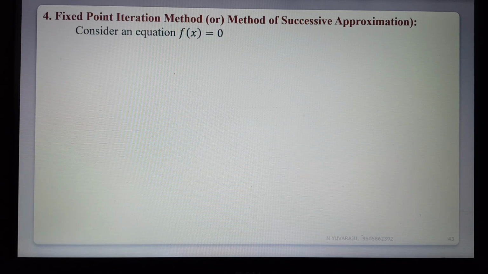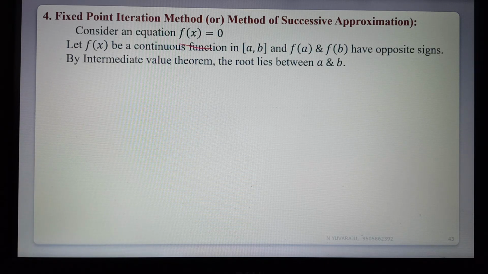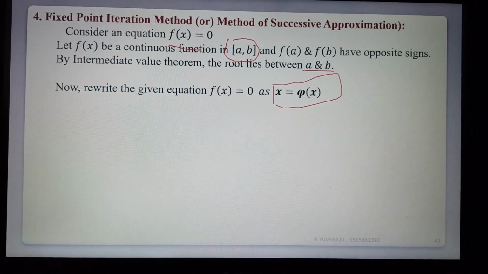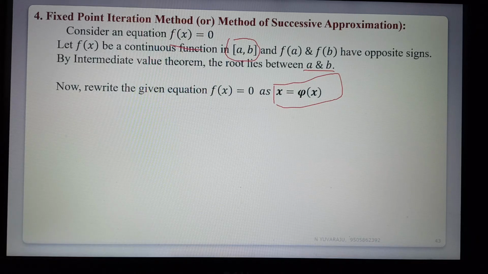Consider the equation f of x is equal to 0. First, find the interval a comma b such that f of a and f of b have opposite signs. By the intermediate value theorem, the root lies between a and b. This is the same in every method. Next, rewrite the given equation f of x equal to 0 as x is equal to phi of x. Here f of x can be of any degree, and we write x equal to the remaining function, phi of x.